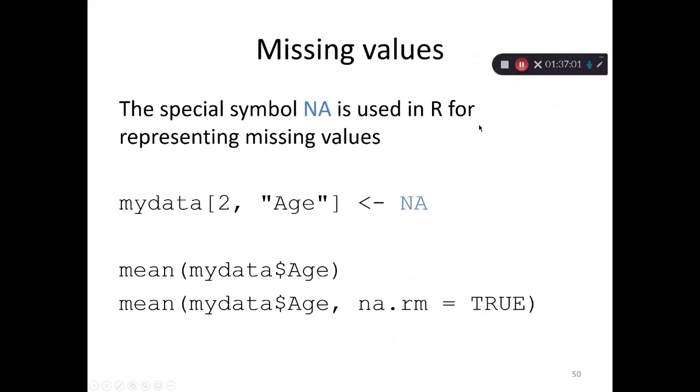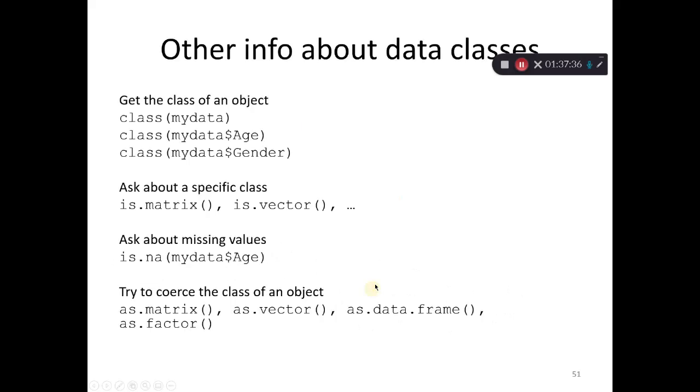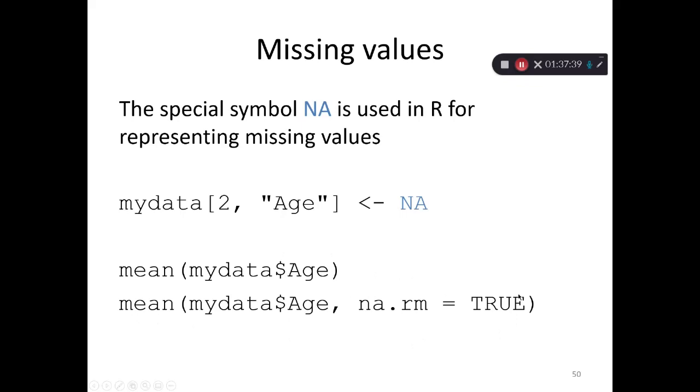Now, one last thing, a couple of things, is missing values. The special symbol NA is used by R for representing a missing value. For example, if you do this code, think a little bit about what it would do. Well, the solution is it cancels the age of the second observation and converts it to a missing value. Then you can try to compute the mean age of your data frame. If you do this, and if you include the option of removing missing values, you will obtain as a result a missing value. If you do that, you will obtain the mean of the remaining values that are not missing.